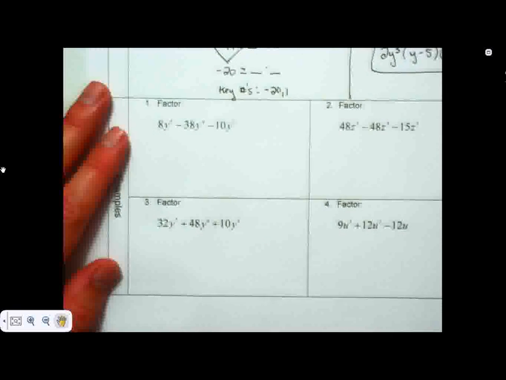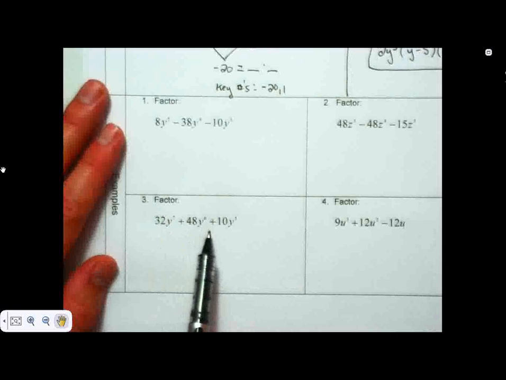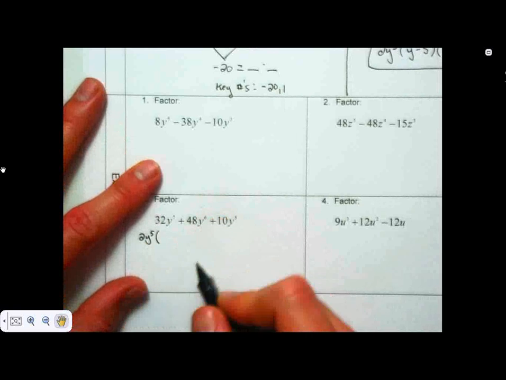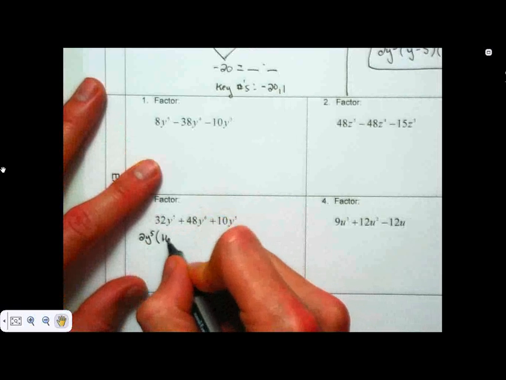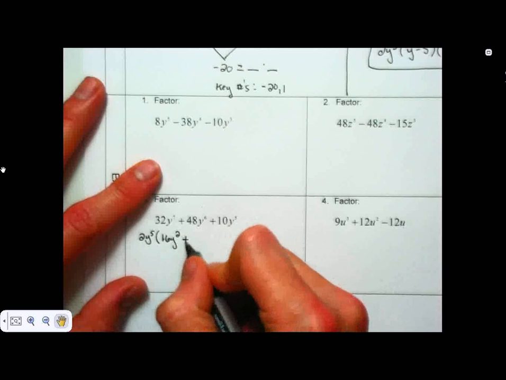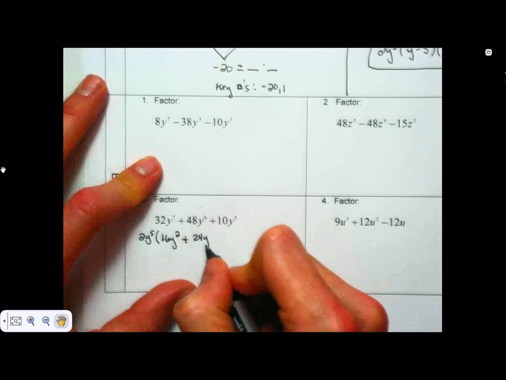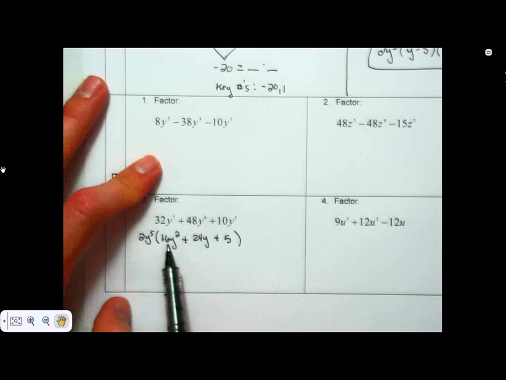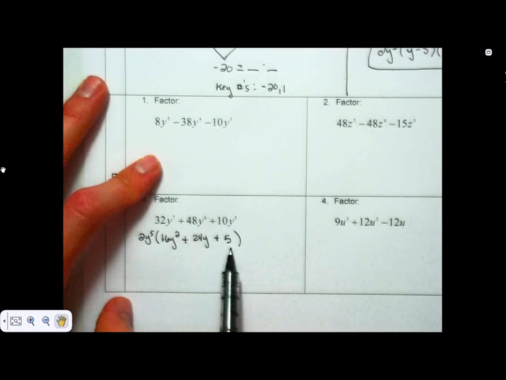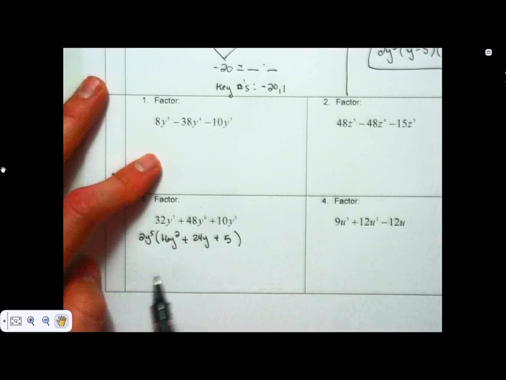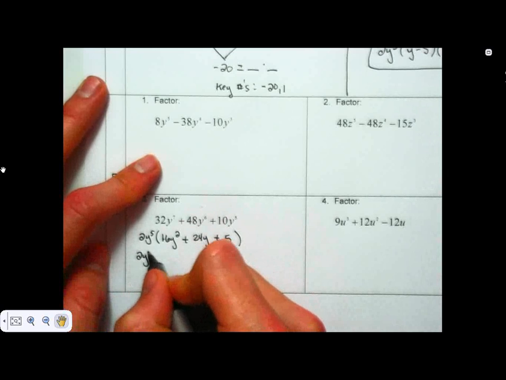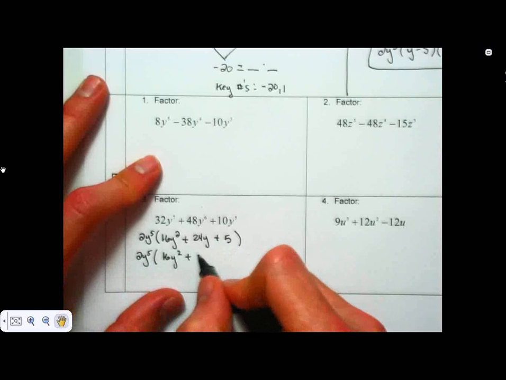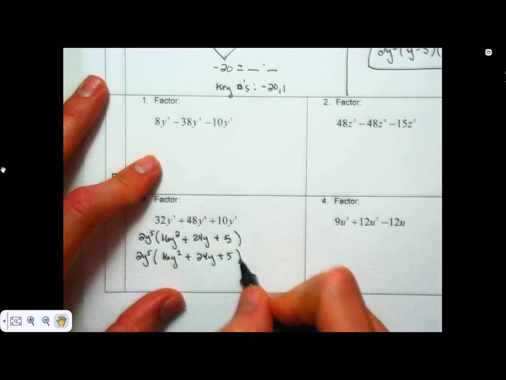Okay, so for number 3, again, the first step is to factor the GCF out. So what I see there is we could factor a 2y to the 5th out of that whole group. If we do that, we'll be left with 16y squared plus 24y plus 5. And now since there's 3 terms on the inside, we're going to use the key number method on those. Remember, we're done with this 2y to the 5th, so it's just going to follow along. On the inside, we've got 16y squared plus 24y plus 5, so we're going to use the key number method.